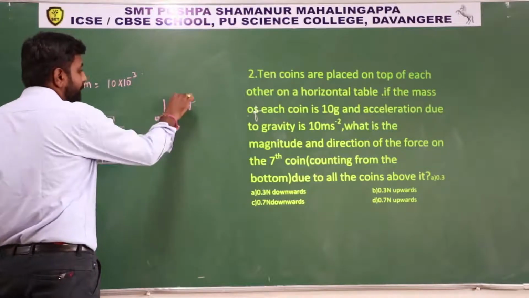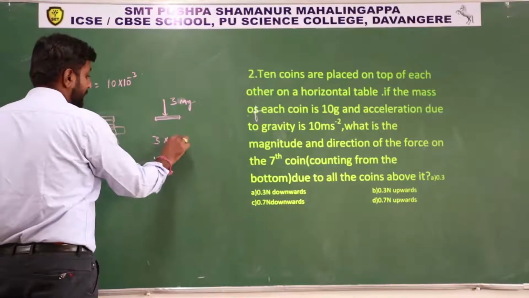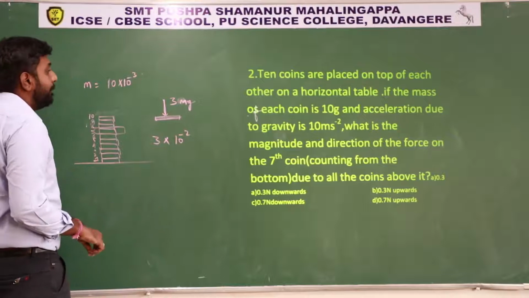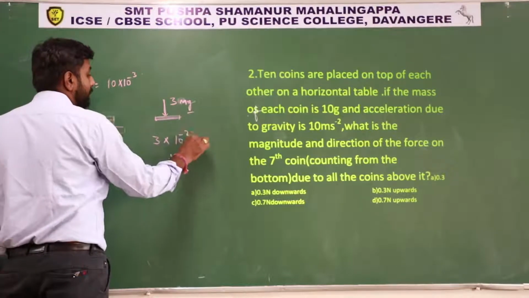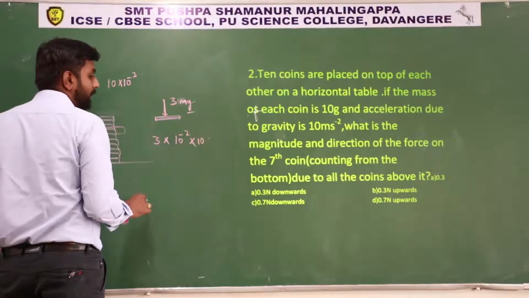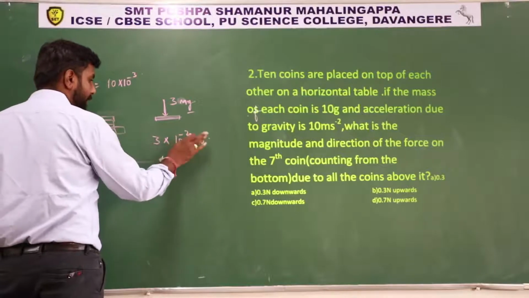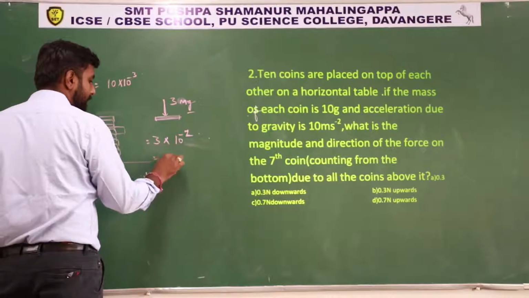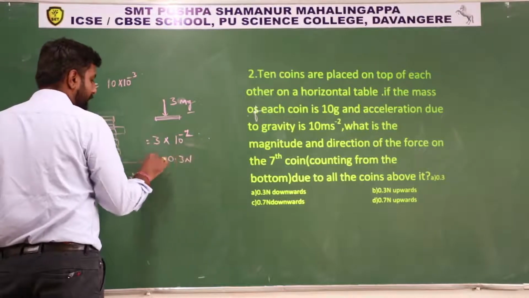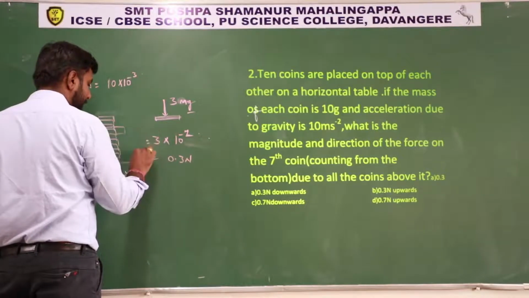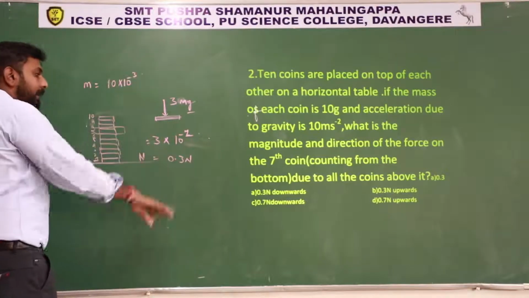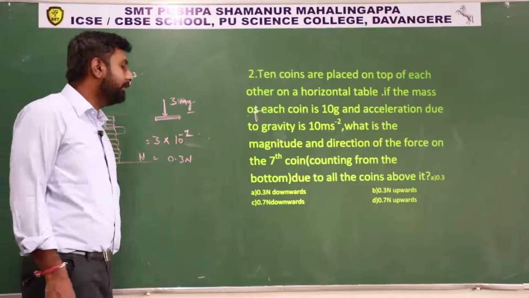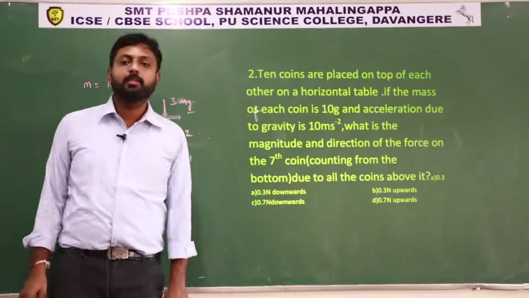3 into mass 10 into 10 to the power minus 3. You can write it as 10 into 10 to the power minus 2 into the g value. The g value is 10. So you will get overall 10 to the power minus 1. The answer you will get is 0.3 Newton. Let us consider this normal reaction N acting on the 7th coin, 0.3 Newton, downwards.